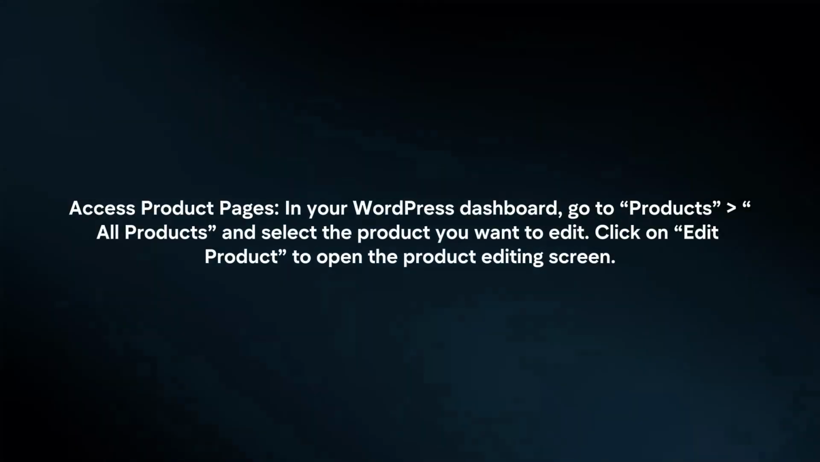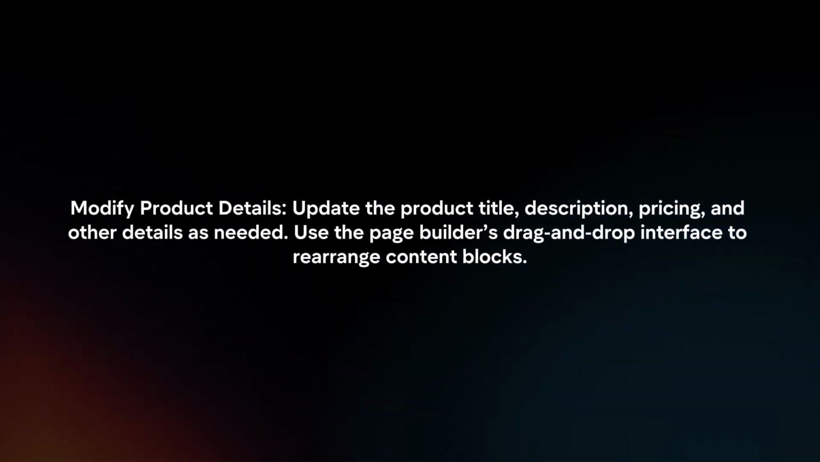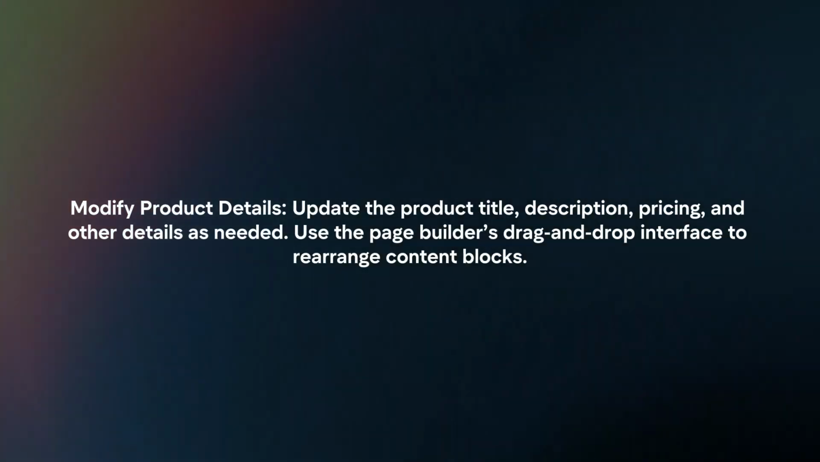Access product pages. In your WordPress dashboard, go to Products, All Products, and select the product you want to edit. Click on Edit Product to open the product editing screen. Modify product details. Update the product title, description, pricing, and other details as needed. Use the page builder's drag and drop interface to rearrange content blocks.